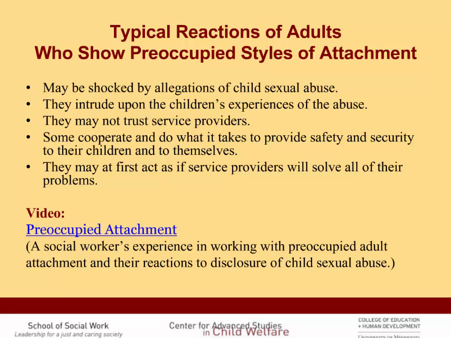Typical reactions of adults who show preoccupied styles of attachment include the following. Parents may be shocked by allegations of child sexual abuse, and they may believe the children but be so full of self-blame that they are not sensitive to the children's need for safety and comfort. They may intrude upon the children's experiences of the abuse, which leaves little space for the children to have their own interpretations and understandings of the abuse.